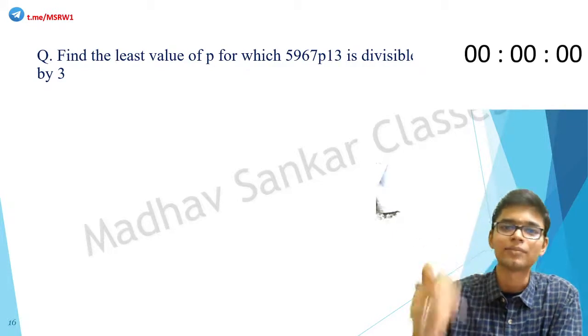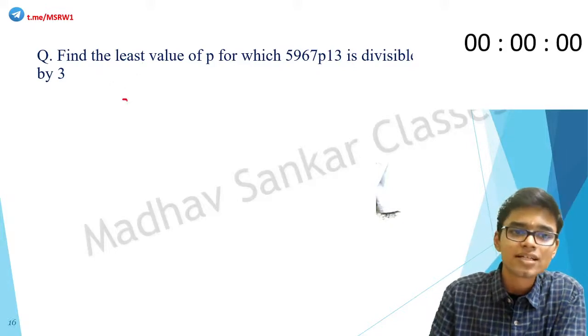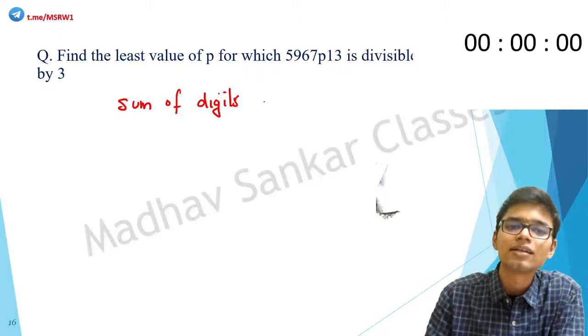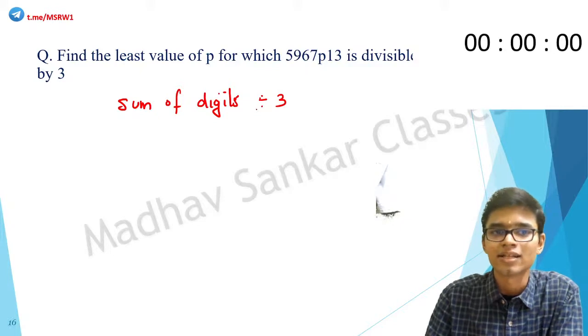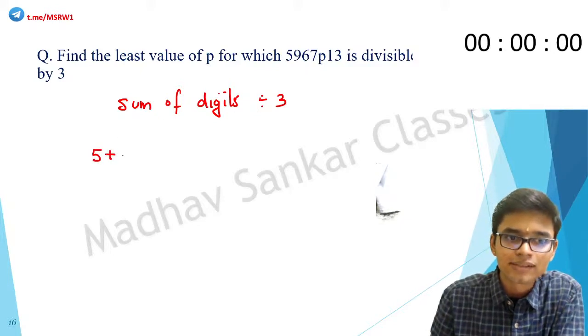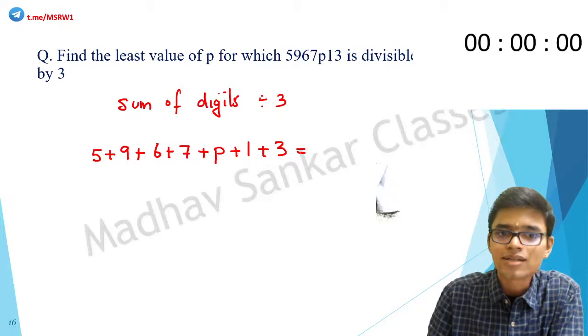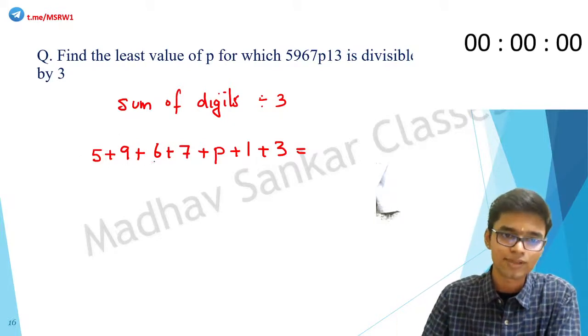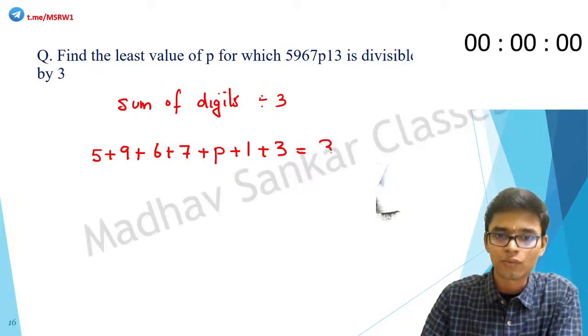Okay. Yep, time's up. So what is the test for divisibility by 3? Check if the sum of digits is divisible by 3 or not. Correct. That is the test. So let's see. 5 plus 9 plus 6 plus 7 plus p plus 1 plus 3. What is the value of this? 5 plus 9, 14 plus 6, 20 plus 7, 27 plus 1, 28 plus 3, 31 plus p.